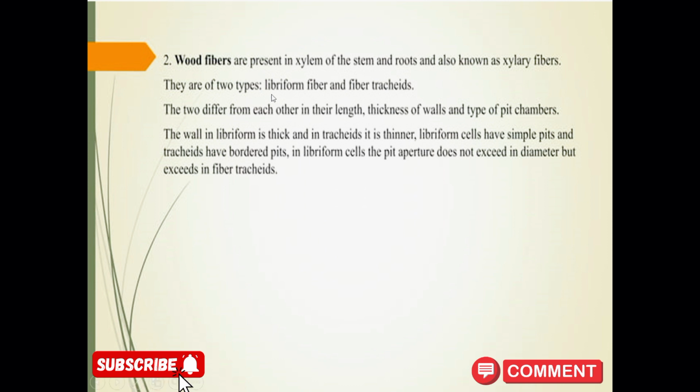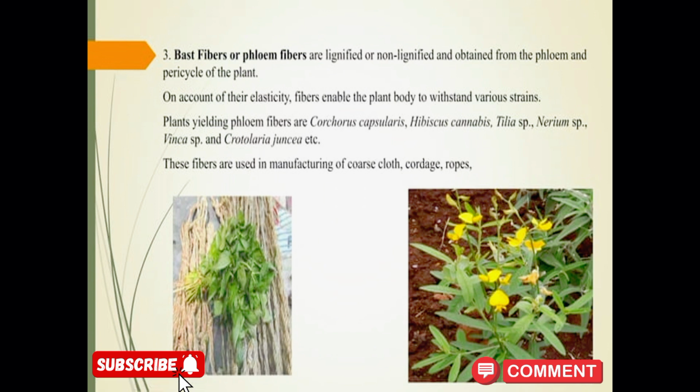Wood fibers, as the name indicates, are also known as xylem fibers, and they are present within the xylem bundle. They are again of two types, libriform fibers and fiber tracheids. The two differ from each other in their length, thickness, wall, and type of pit chambers. Bast fibers are phloem fibers. As the name indicates, these are the fibers present within the phloem.